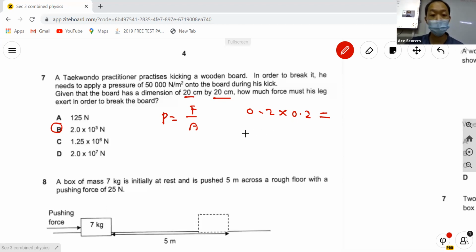0.04. So A equals 0.04, 50,000 times, just take 50,000 times 0.04. B, 2,000. Okay, to find the force, pressure, which is 50,000, is 50K times A. A is 0.04 meter square. Okay, next.